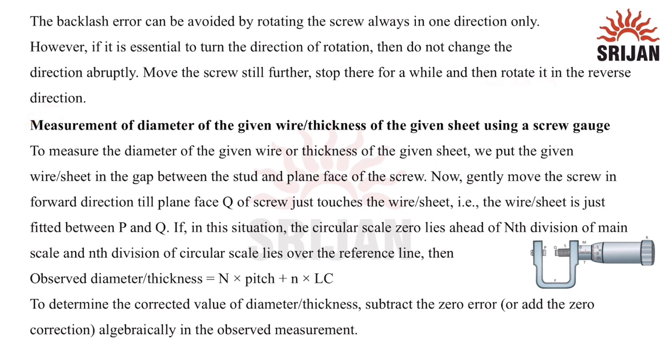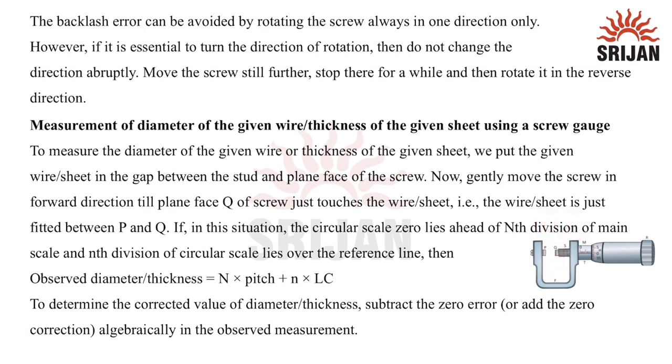Now, measurement of the diameter of a given wire or thickness of a given sheet using a screw gauge. To measure the diameter of a given wire or thickness of a given sheet, we put the given wire or sheet in the gap between the stud and the plane face of the screw. Now we gently move the screw in the forward direction till the plane face Q of the screw just touches the wire or the sheet. That is, the wire or sheet is just fitted between P and Q.